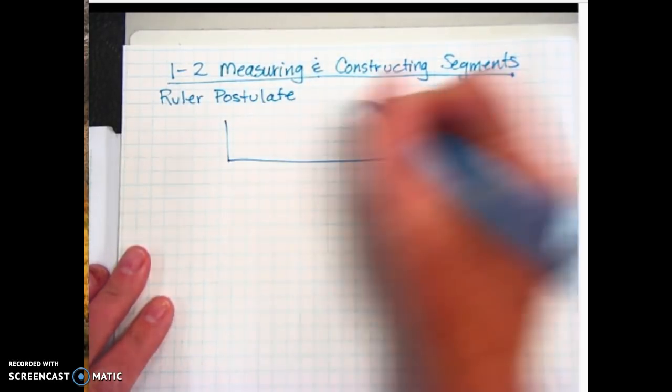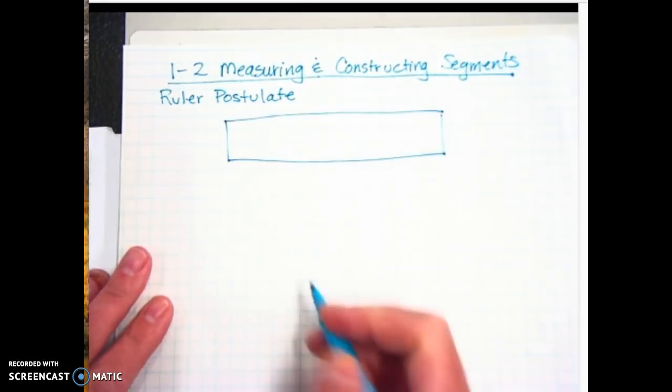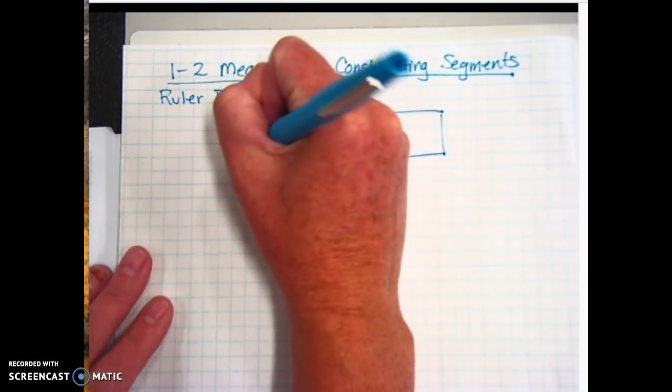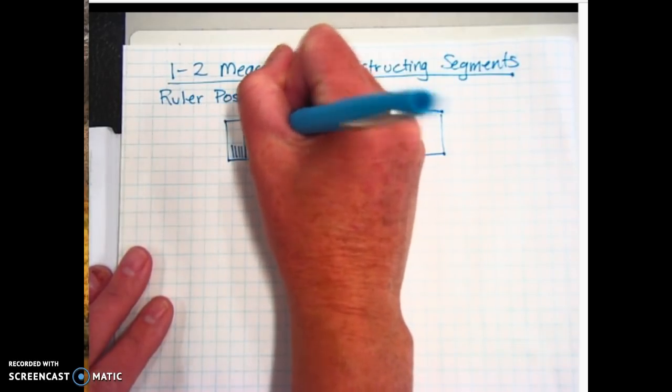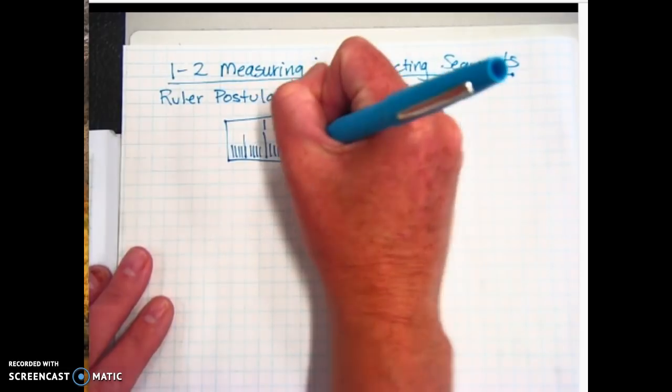So go ahead and draw a fake little ruler on your paper, like this. And there's going to be some 1/8 inch marks. There's a 1/2 inch mark. And then there's a 1 inch. So it kind of looks a little bit like this.